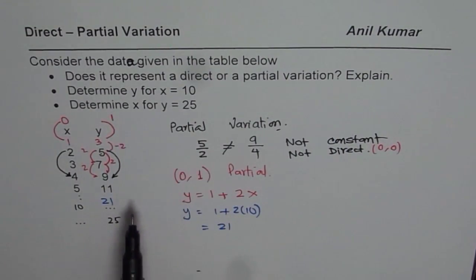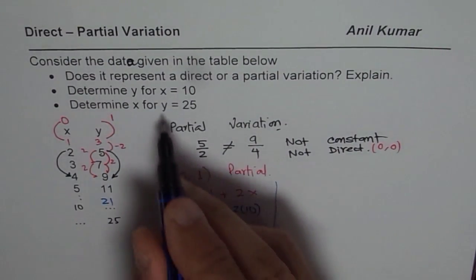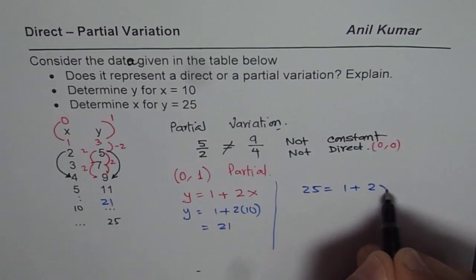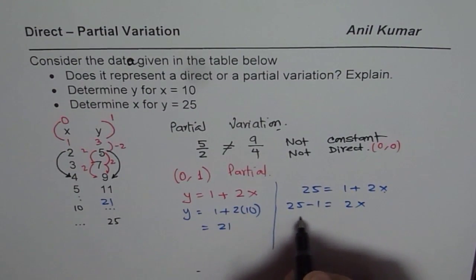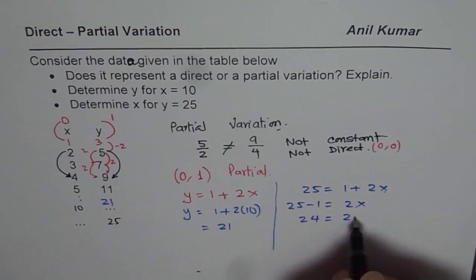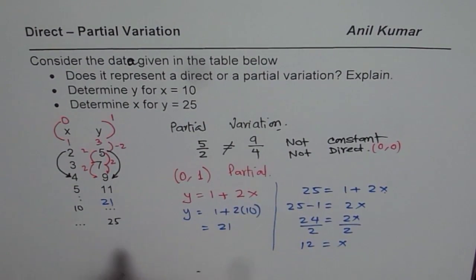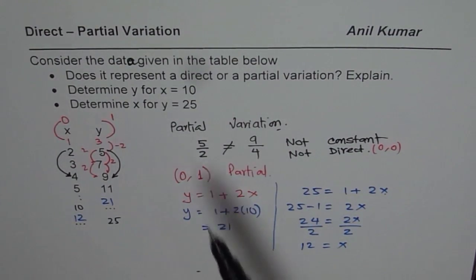The second part is find x for y equals to 25. So we'll write 25 for y. So we have 25 equals to 1 plus 2x. Find x. So 25 minus 1 equals to 2x, which is 24, right? Equals to 2x. We can divide by 2 on both the sides. So 12 equals to x. So for 25, it should be 12 here. So that is how you can find x and y values from the given data, right? So that is how you should be solving such a question.